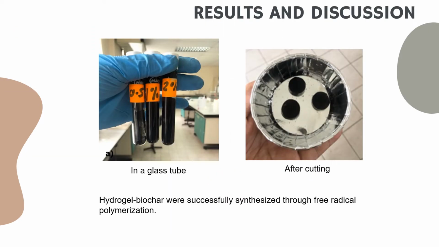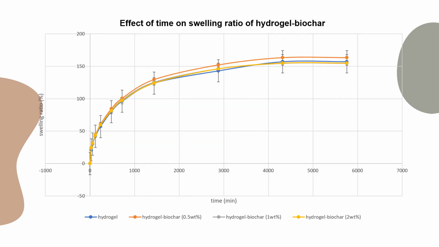Moving on to results and discussion, hydrogel biochar was successfully synthesized through free radical polymerization by varying the amount of biochar. Next, the effect of time on the swelling ratio of the hydrogel biochar. At the initial stage of the absorption, the rate of swelling is faster due to the availability of the water absorption capacity of the hydrogel. However, the hydrogel biochar achieved equilibrium water absorption after 4,320 minutes, indicating no water absorption and desorption occur.